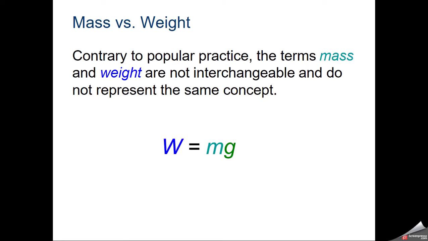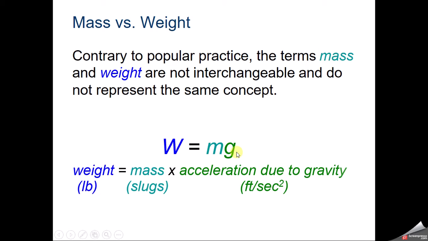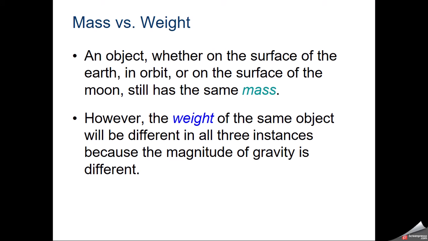What are we looking at? The weight itself, the formula we're going to look at is the mass times gravity. So for our class, when we're looking at feet and seconds, we've got 32.16 feet per second.